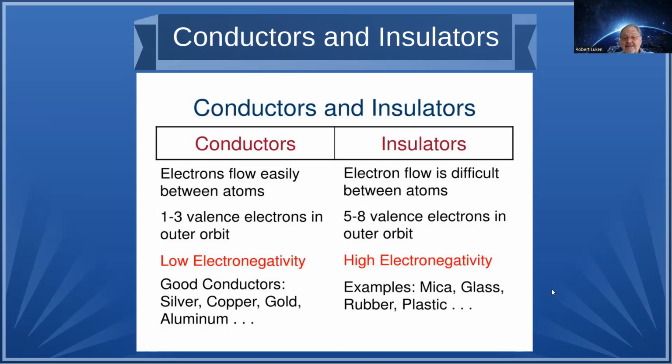The best conductors, at least of all the simple atomic compounds, silver is the best, followed by copper. Not quite as good, but it's a lot cheaper than silver, and it doesn't tarnish as much. Followed by gold. It's not nearly as good a conductor, but it has the advantage that it doesn't oxidize. So we tend to gold plate connector pins, things like that, to keep them from oxidizing.